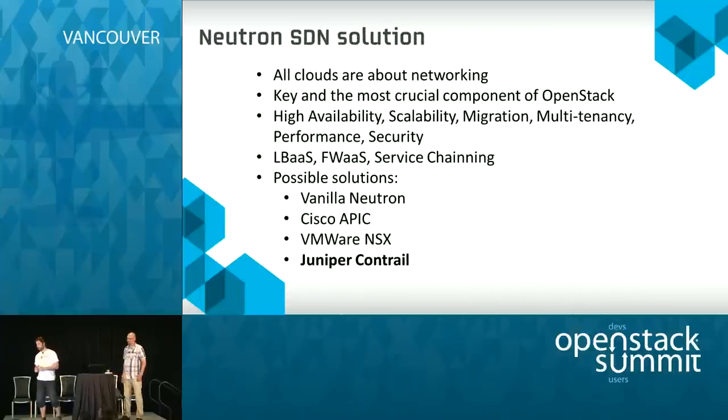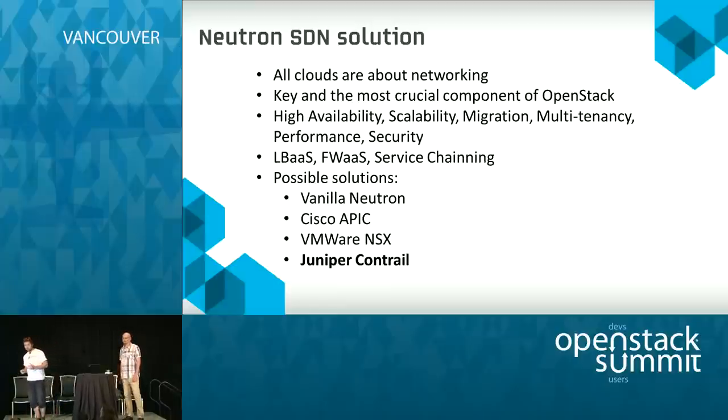Okay, so the first question when we had to start was the Neutron SDN solution. As you know, all clouds are about networking, and it is the most crucial and key component inside of the cloud. As you can see also in the summit, there are lots of sessions about networking and how to do that. There exist many possible solutions, and it's very difficult to decide what is the best. The key things you need from the networking are high availability, scalability, migration, multi-tenancy, and things like that. And also there are several buzzwords like load balancing as a service, firewall as a service, and service chaining.